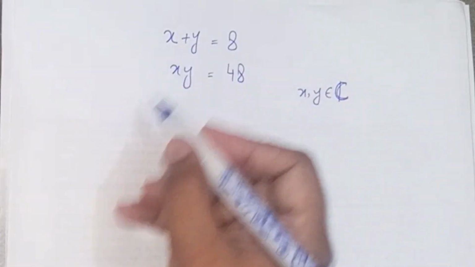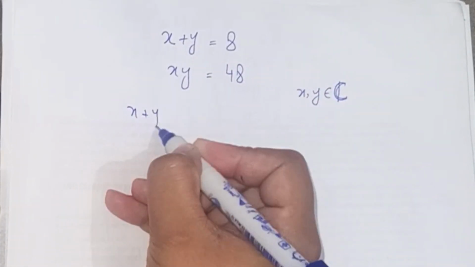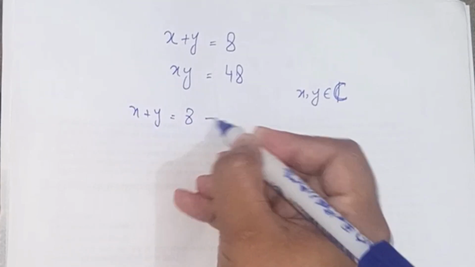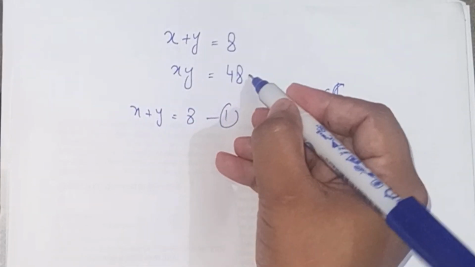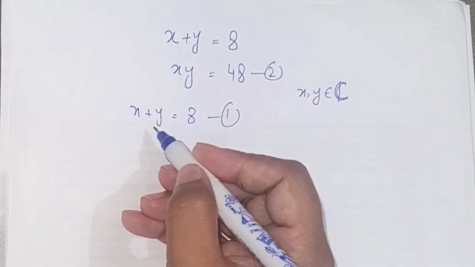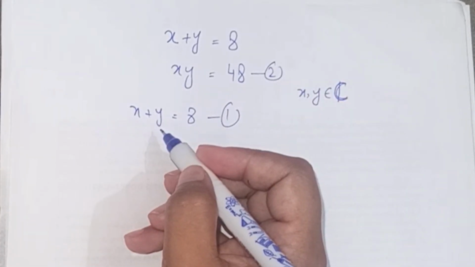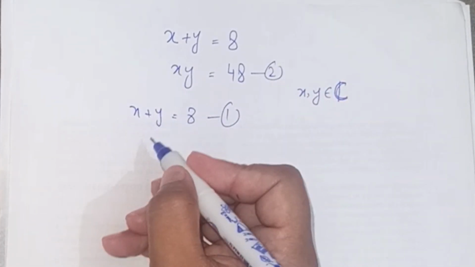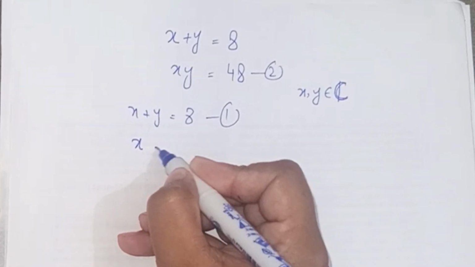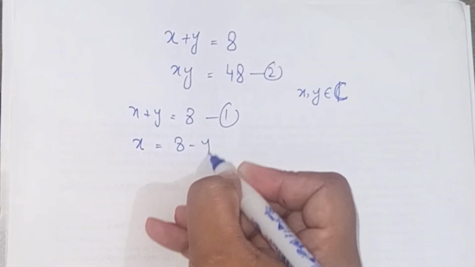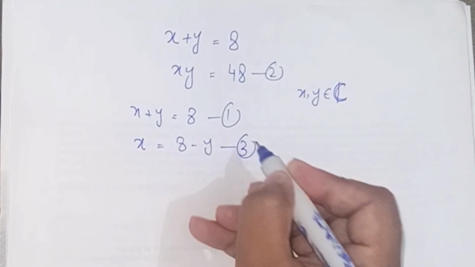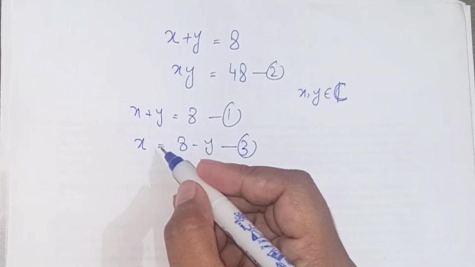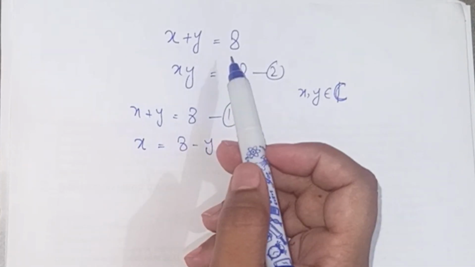Look at this equation. This is x plus y, it's equal to 8. We call this equation number 1, and the product of x y is equal to 48. This is our equation number 2. So look at equation number 1. We subtract y on both sides of this equation. So this will become x is equal to 8 minus y. We call this equation number 3, and we substitute the value of x in equation number 2.